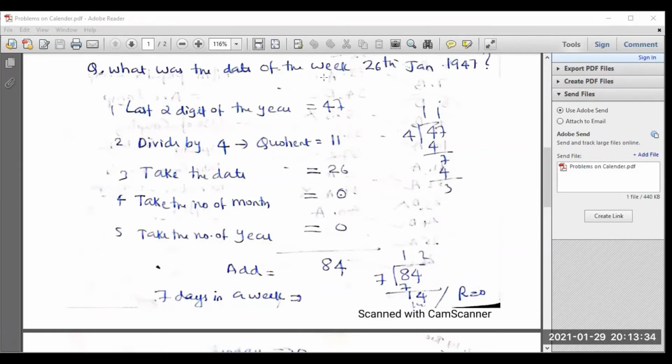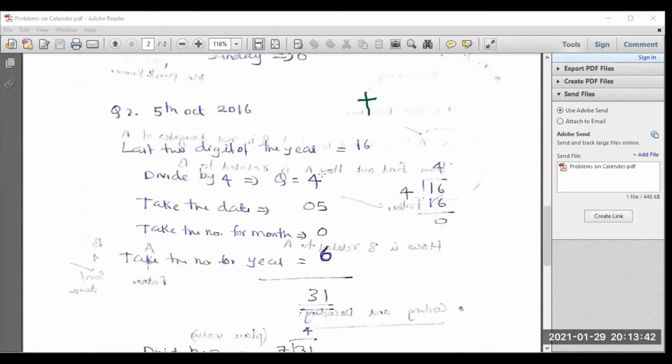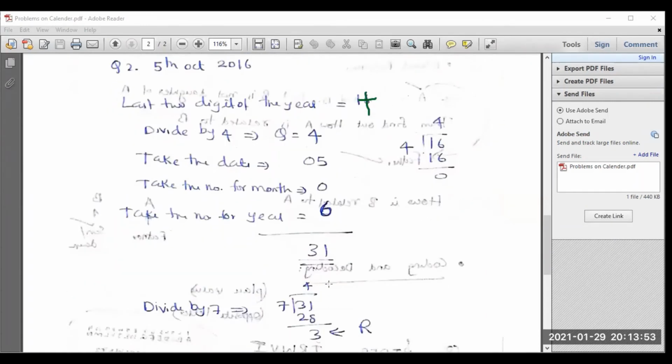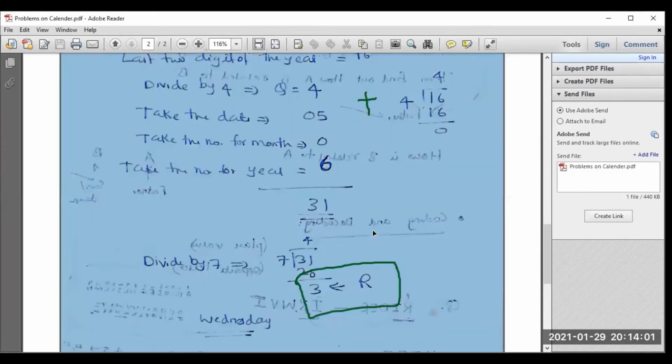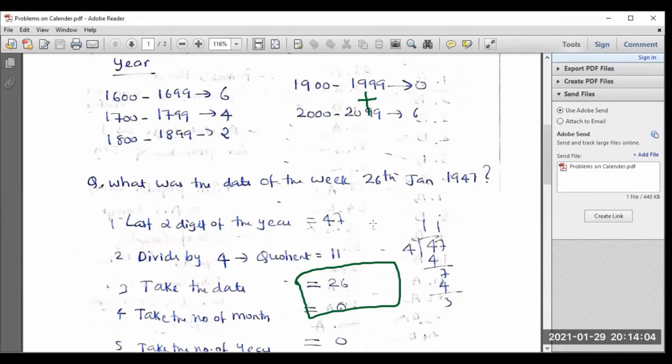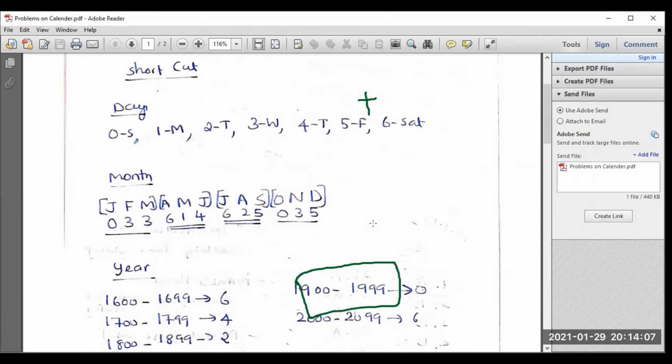Finally, you can take the summation. 16, 4, 5, 0, 6. What is the answer? Answer will be 31. I have got the summation is equal to 31. So now what you can do? 31 divided by 7. So what is the remainder I have got? I have got the remainder is equal to 3. If the remainder is equal to 3, now visit the above table. If the remainder is equal to 3, what is the day? Day will be Wednesday. Of course, the day will be Wednesday.